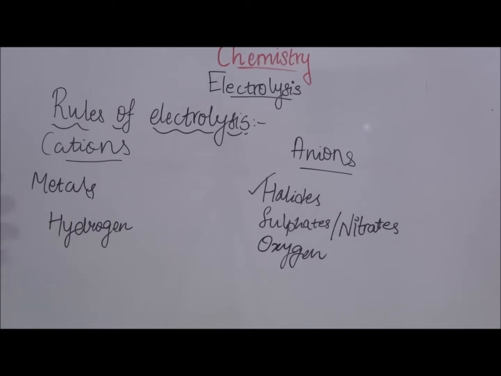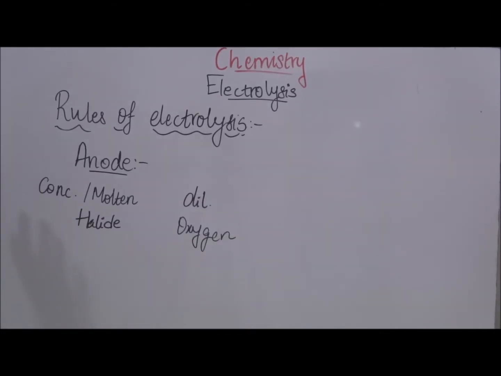For cations, or for the negative electrode, the cathode, there are a few rules to follow. Either a metal will be formed or hydrogen will be formed. These are the only two types of cations which can form at the cathode. And here we'll see how to guess which one will form. Okay, so let's first talk about what forms at the anode.